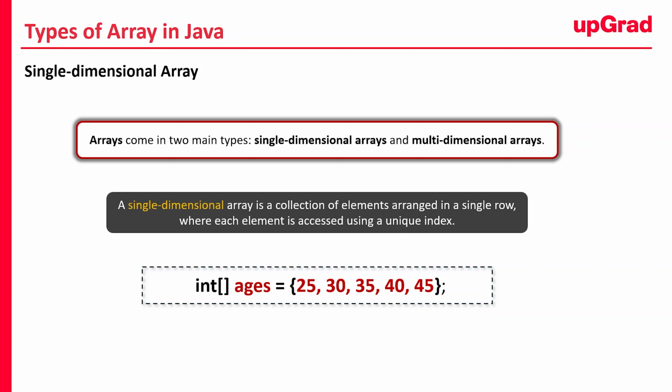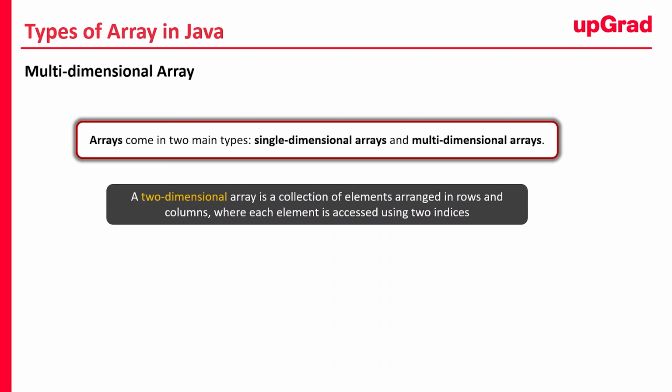So this is a single dimension array. Each element is accessed by a single index that represents its position in the array. You can think of this as a list of values in a straight line. Alright. Now coming to the multi-dimensional array. A multi-dimensional array is essentially an array of arrays. The most common type is the two-dimensional array, also called a 2D array. But Java allows arrays with more dimensions as well, though they are less common in practice.